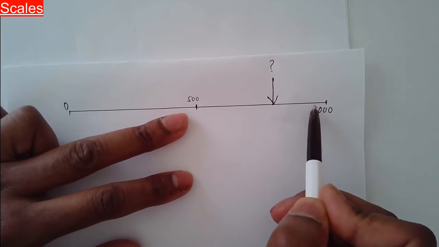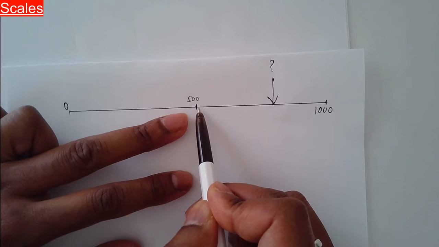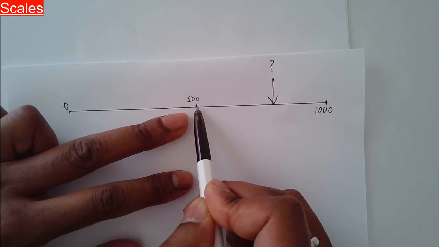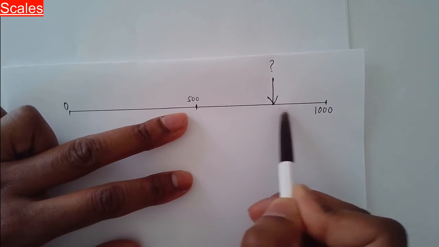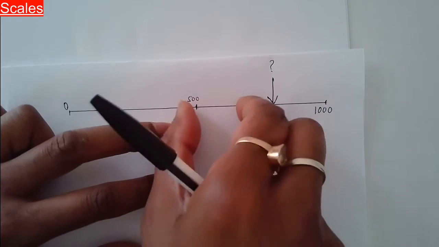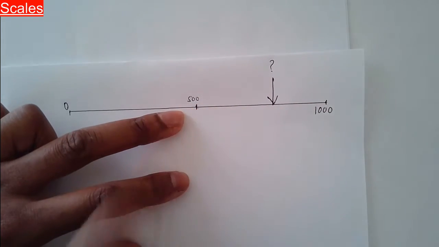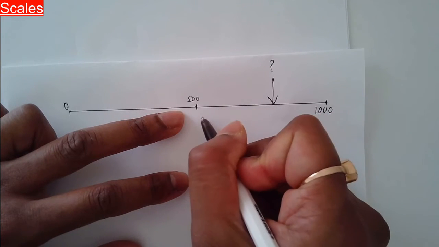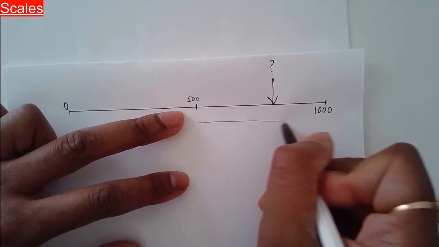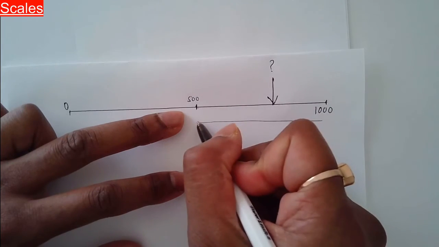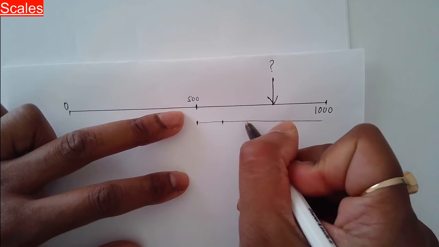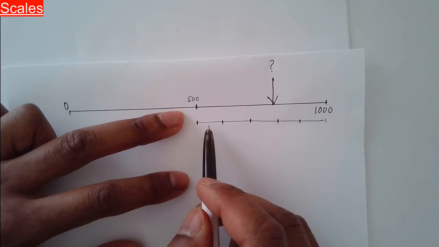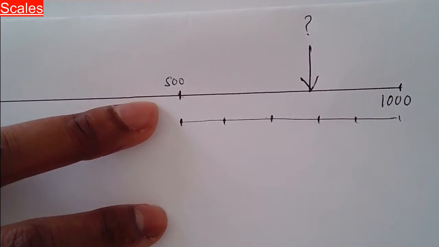Right, from 500 to 1,000, I think what might be helpful now is to split this up into hundreds. So it'll be 500, 600, 700, 800, 900, 1,000. So I need to split this part up into 5 equal sections. Let me just test it out, because I don't want to mess up this number line. It's 500, 600, 700, 800, 900, 1,000. It's reasonable. I think that's fairly good.